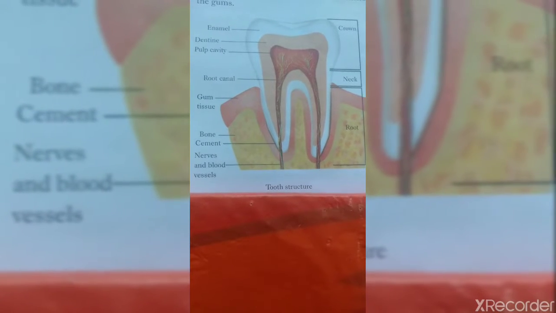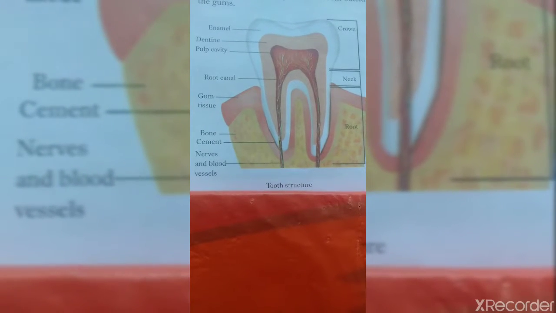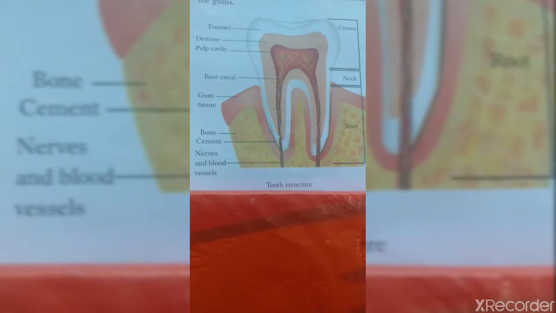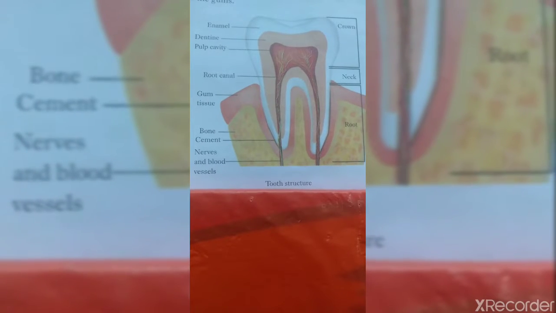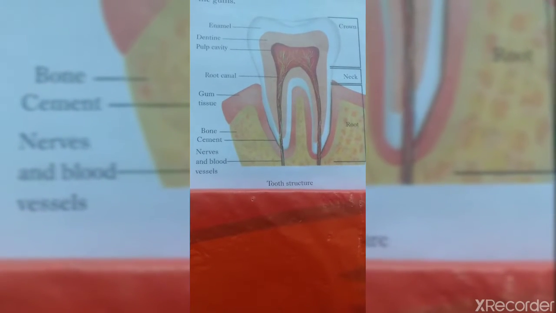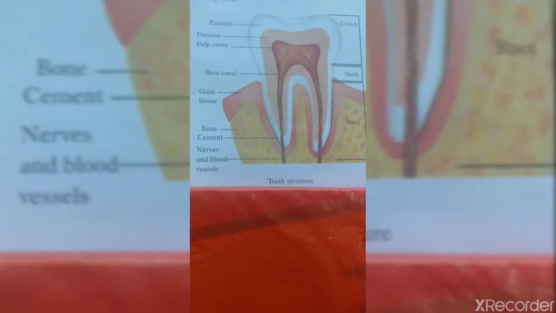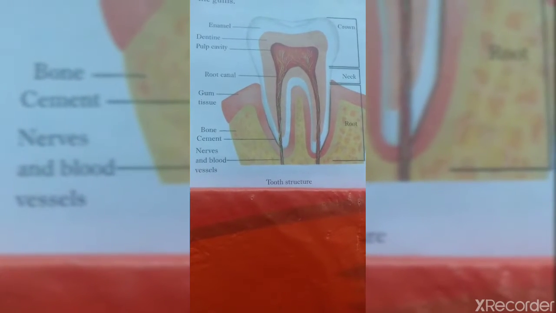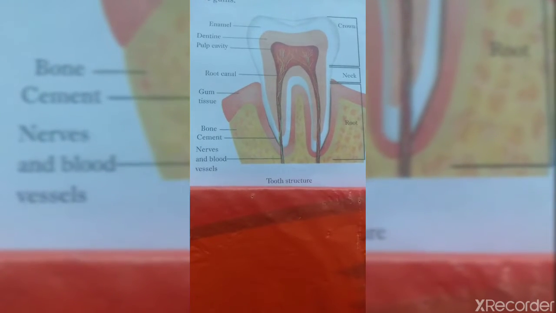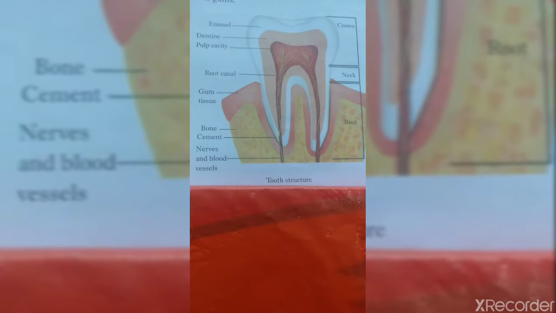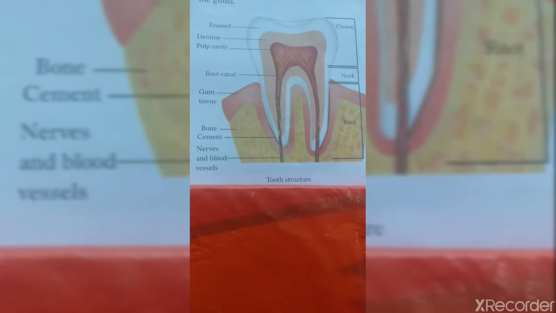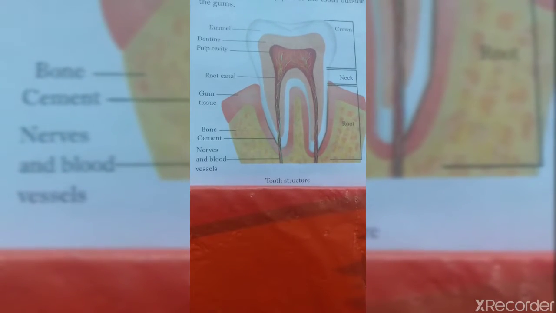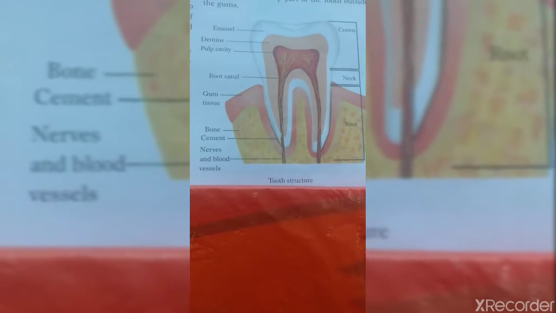See what are the important parts that we are going to read about in the next portion of the chapter. Dentine, pulp cavity, root canal, gum tissue, bone cement, nerves and blood vessels. These all are main important parts. Crown is the top part of the tooth outside the gums that you can see, and enamel is the hardest part of the teeth. So now we are going to read about the structure of teeth in a proper way, so that you can understand what we should do for teeth and understand it carefully.